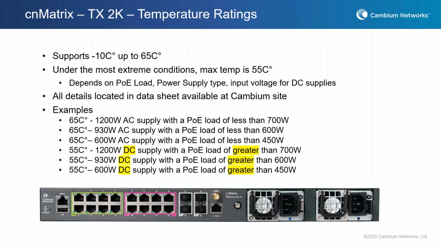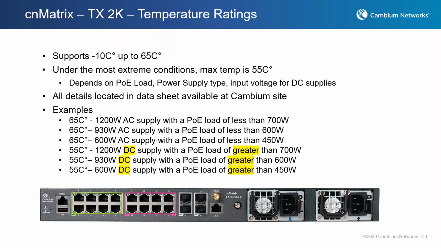Here's some examples for 55 degrees, right? The DC supply is just a tad more sensitive to temperature than the AC supplies. But if you're using a DC supply and you have a PUE load greater than 700 watts, so that's kind of the worst scenario. Under that scenario, 55 degrees. And then similar for 930 and 600 watts.